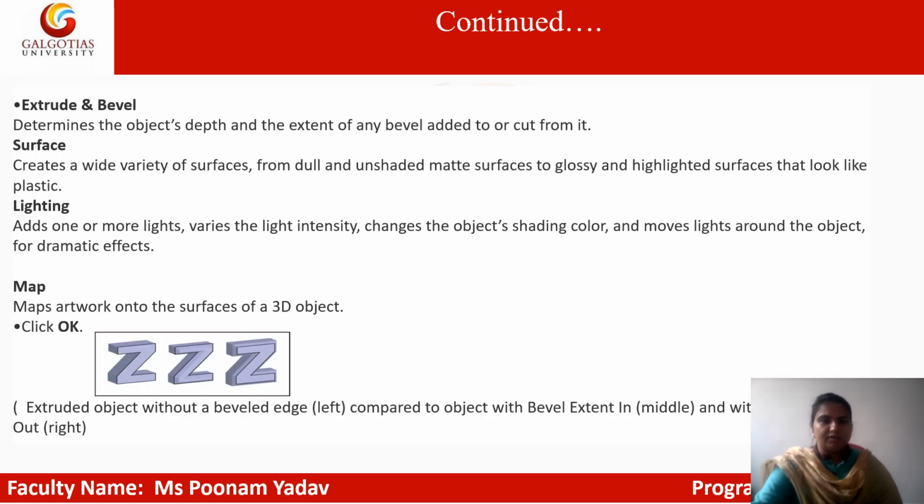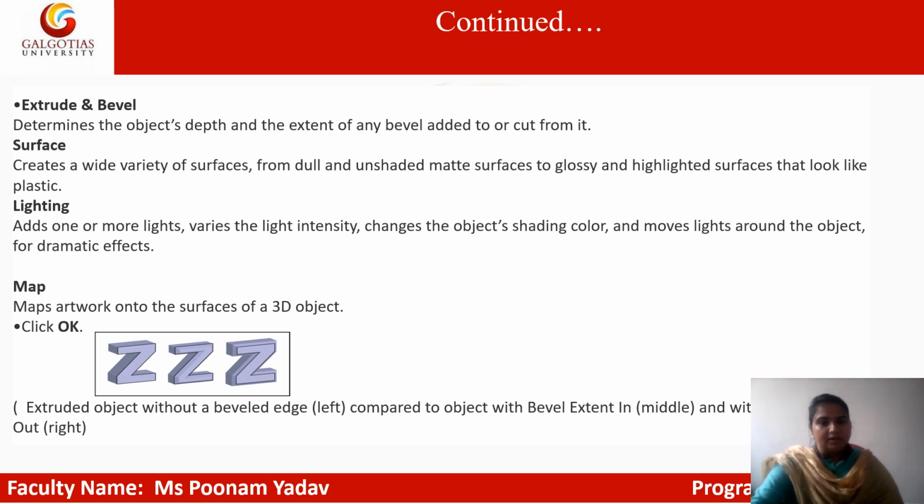Extrude and bevel is also part of the 3D animation. Determine the object's depth and the extent of any bevel added to or cut from it. Then surface, what is the surface? Surface means where the picture is drawn, and it creates a wide variety of surfaces from dull and unshaded matte surfaces to glossy and highlighted surfaces that look like plastic.